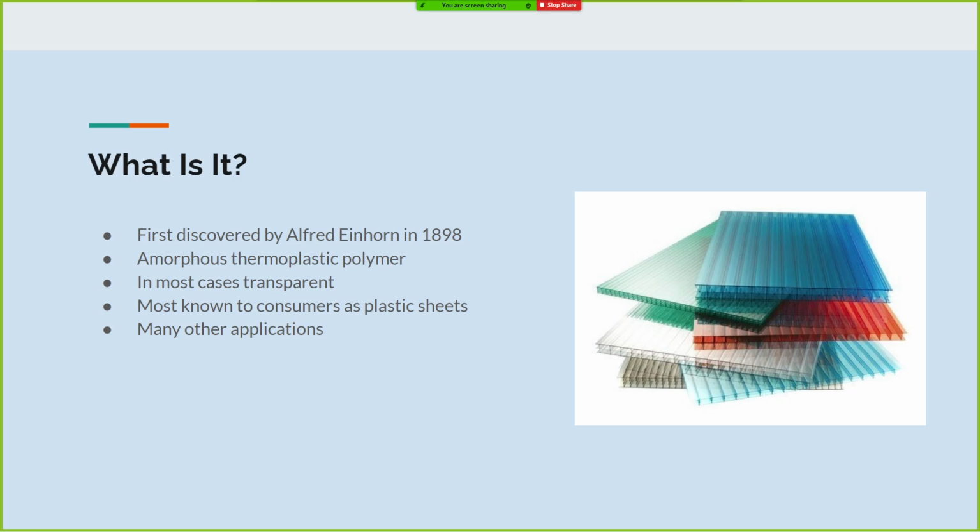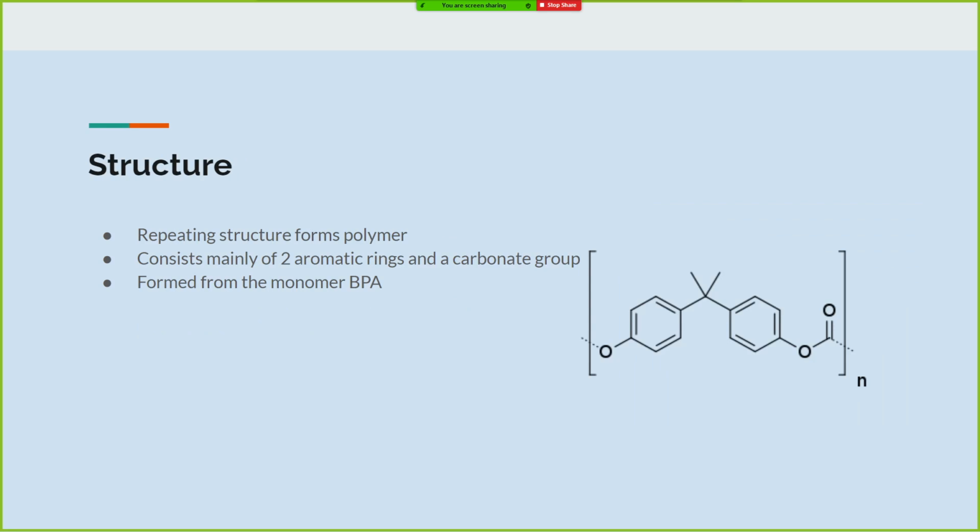Like you can see, this plastic is transparent, and we just added some color, but polycarbonate is originally a transparent sheet, like you can see in the example on this picture. Let's go to the structure of polycarbonate.